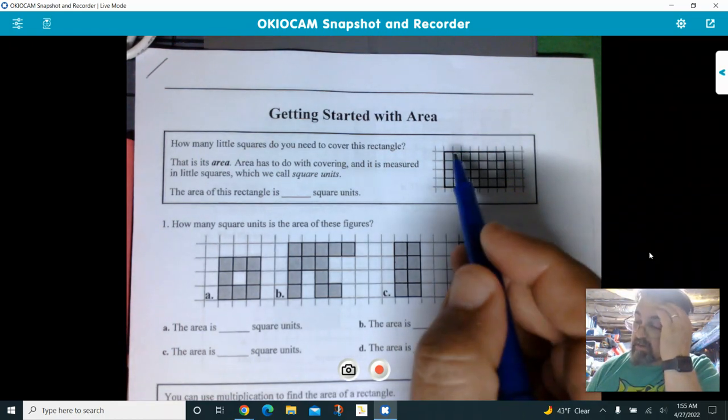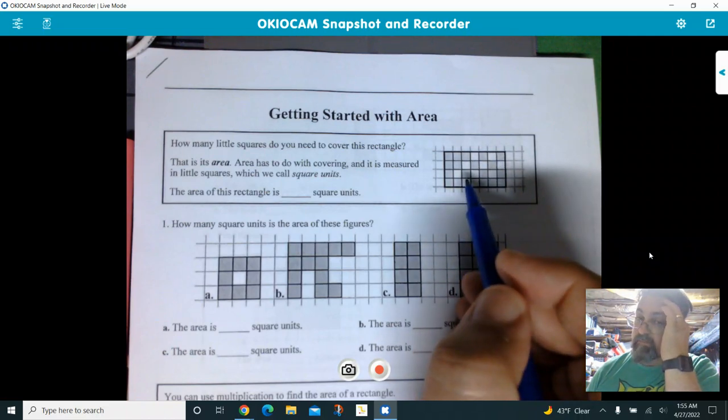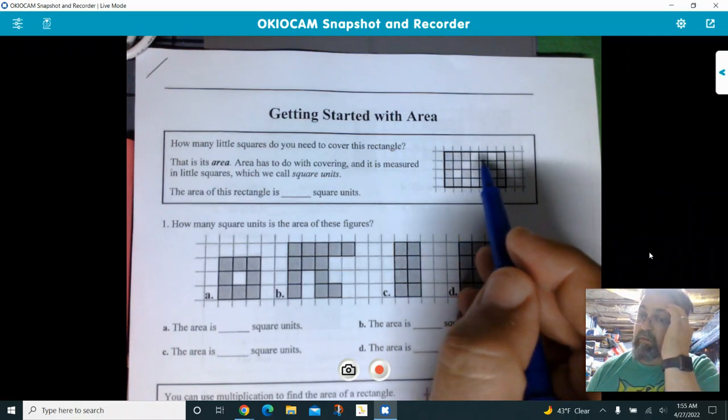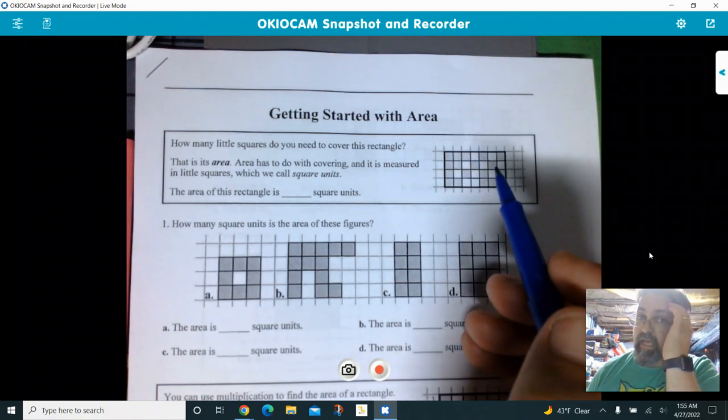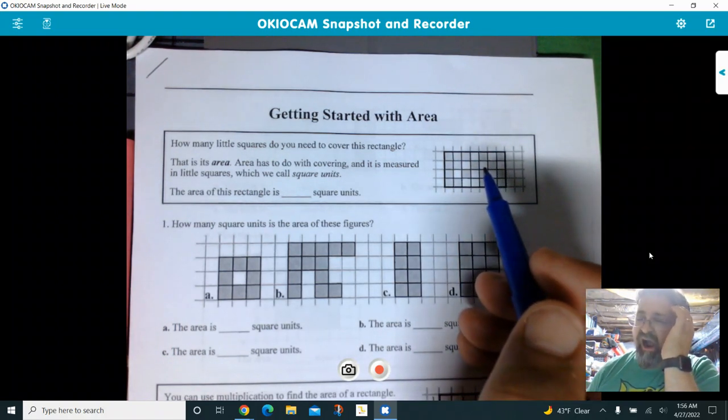Now, you can either count the squares inside of here, or you can count length and width and multiply those two together to get your answer.